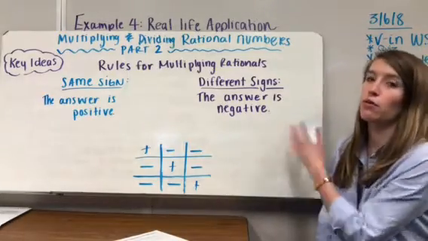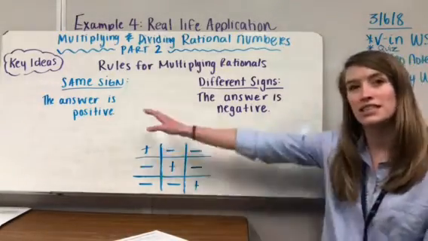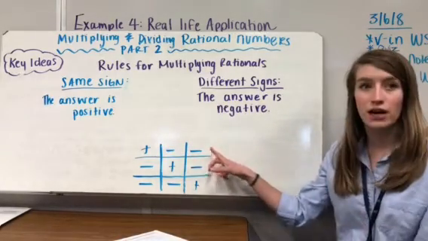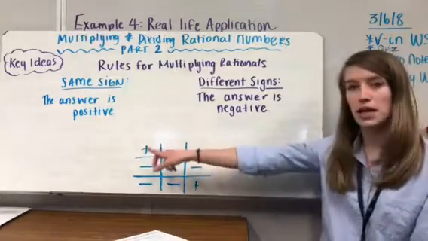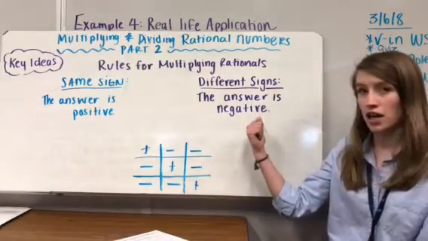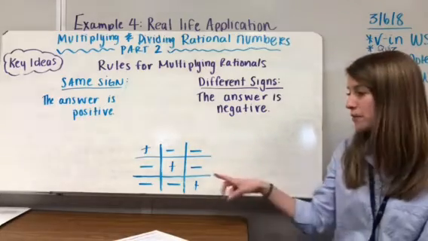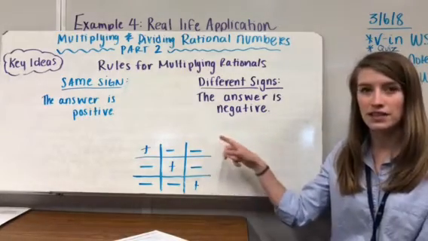To review, when we're multiplying numbers, if we have the same signs, the answer is always positive. So if we multiply a negative times a negative, it will always be a positive. The opposite of that, if we have different signs, the answer is always negative. A positive times a negative is a negative.